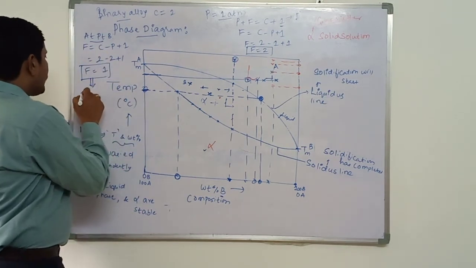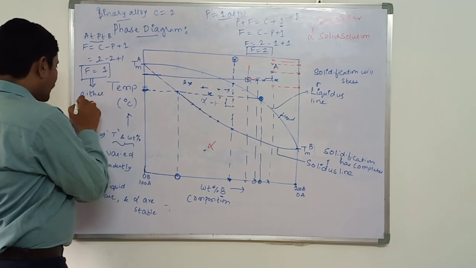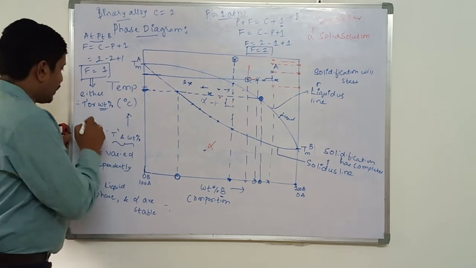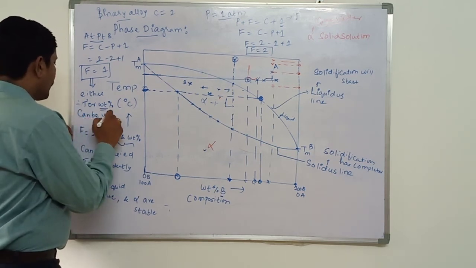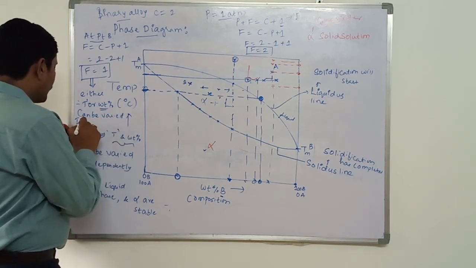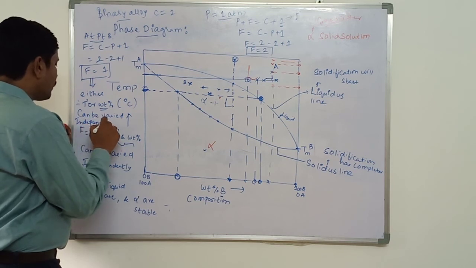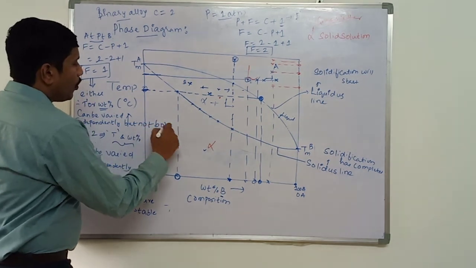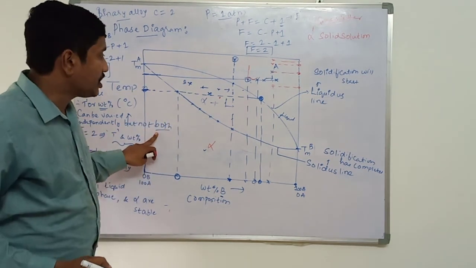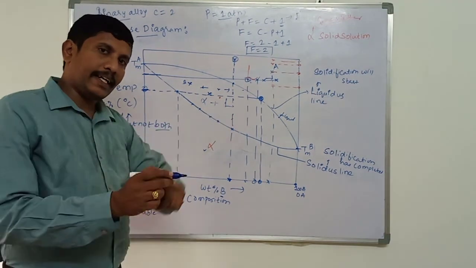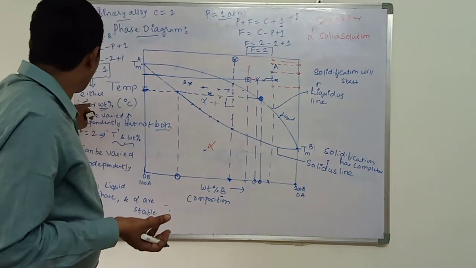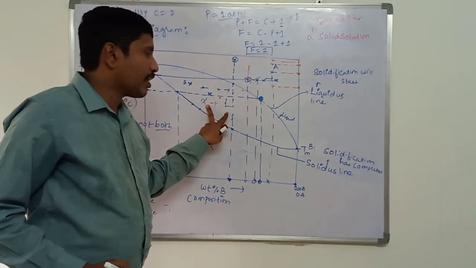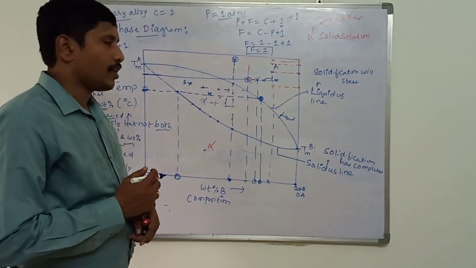It means here either temperature or composition can be varied independently, but not both. Both cannot be varied independently, and still you can have these two phases in equilibrium. Only one parameter can be varied independently for the existence of these two phases in equilibrium, right?